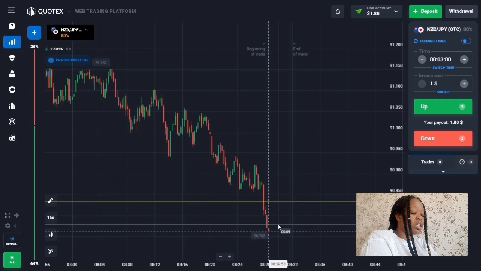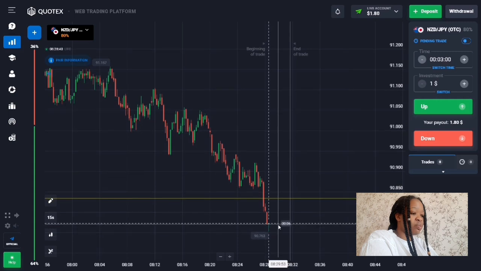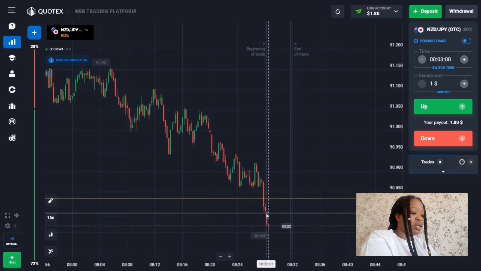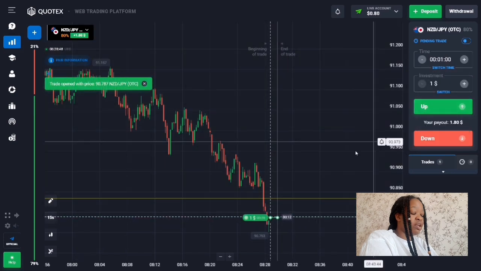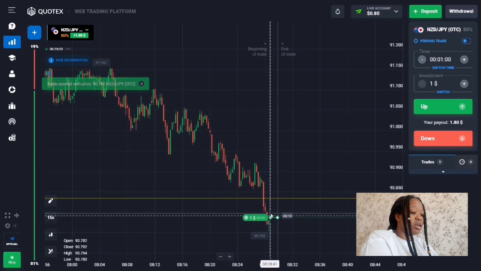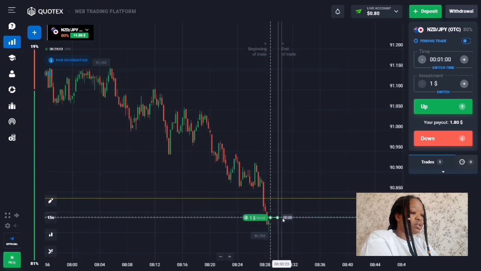And well, the candle, as you can see now, it has stopped. And you can also see that the green candle is also appearing. So I think I'll enter the market for 1 minute with an up trade here and wait for the results of this trade.